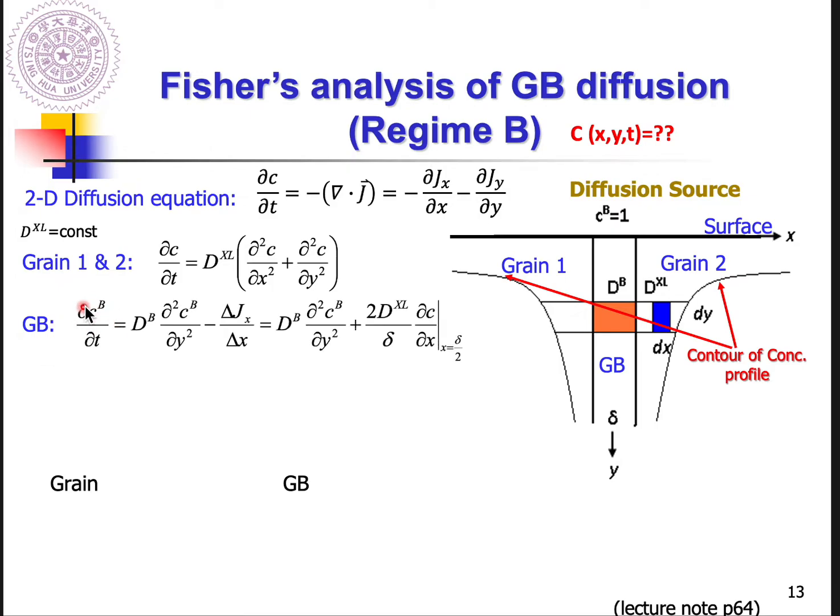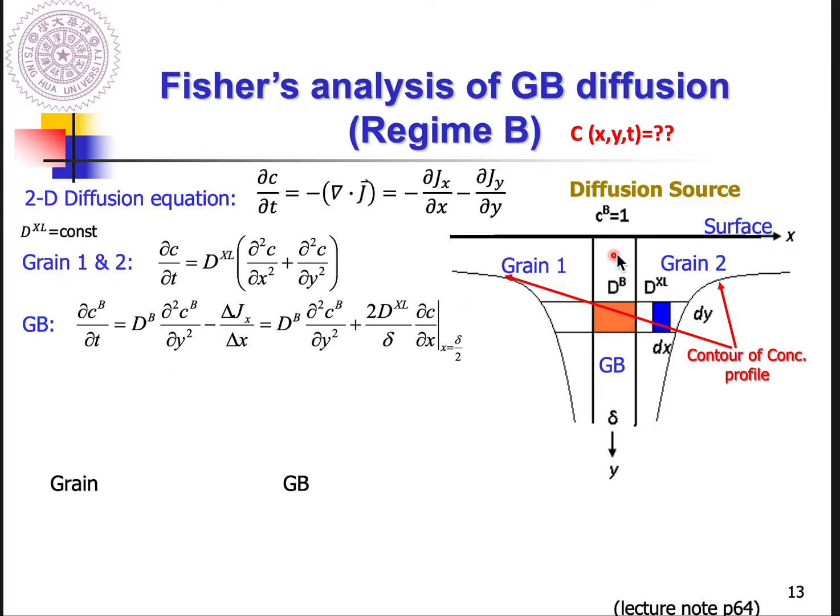Yes, we have the concentration profile as a function of time, and the concentration gradient. Here, because the concentration is on the boundary, we use B to point out that the concentration we talk about is in the grain boundary, with the diffusivity and concentration gradient only along the y-axis. So we don't have the x-axis part, because the grain boundary is just along the y-axis.